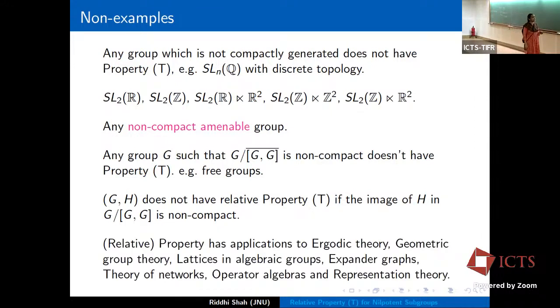So relative property T has applications too. These are some of the things that I'm listing, but there are more: ergodic theory, geometric group theory, lattices in algebraic groups, expander graphs, theory of networks, operator algebras, and representation theory.